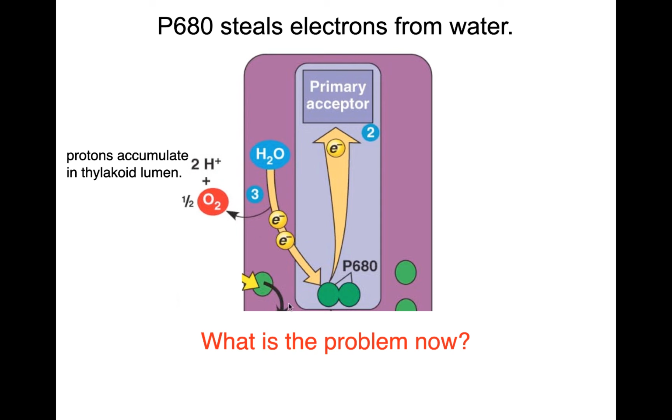Okay, so now we've got P680 that's got the electrons from water, and now that it has these electrons, it can't steal any more electrons from water until it gets rid of those electrons. It has to get rid of those electrons, in fact, to the next carrier, which is PQ. The problem is, if P680 is so electronegative it's able to steal electrons from water, there's no way that PQ can steal electrons from P680. So when I ask you, what's the problem now? That's the problem. P680 is like the single highest redox potential molecule within plant cells. How is it going to then donate electrons to PQ, which doesn't hold on to electrons very well? Certainly not better than P680.